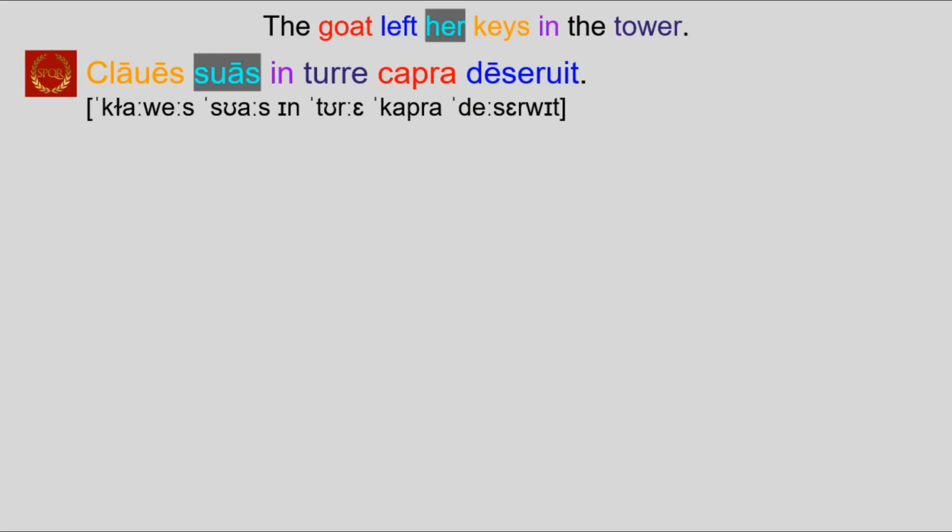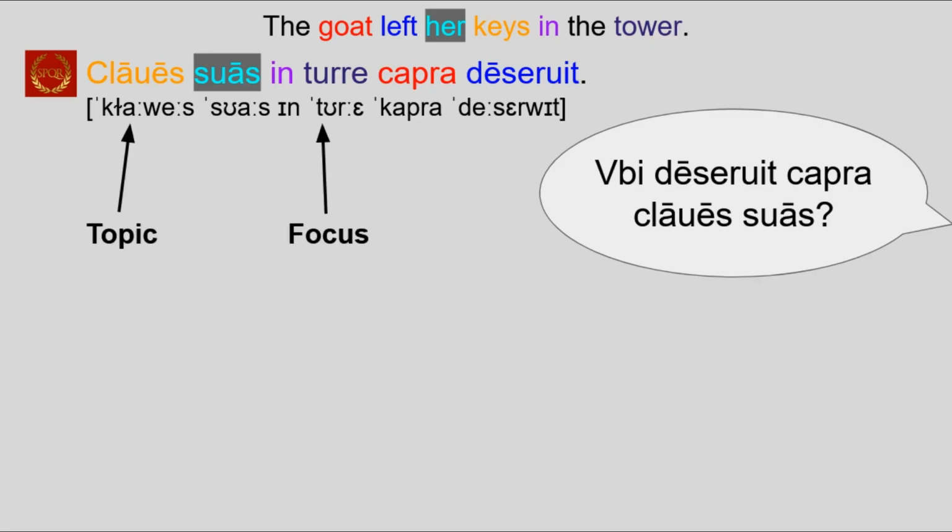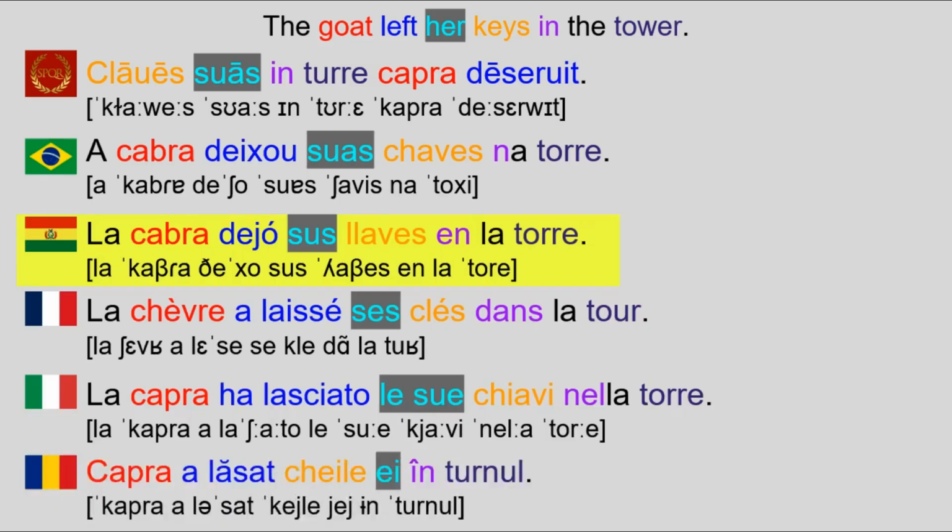This means the goat left her keys in the tower, and I organized it as OSV because I imagined it as a response to the question, where did the goat leave her keys, which would make the keys the topic and the tower the focus while the verb is neutral. But then all the Romance languages evolved to SVO, so in Spanish this sentence is la cabra dejó sus llaves en la torre, and in Romanian it's capra lăsat que le iei în turnul. All those extra small words and suffixes will get explained later, so don't worry about that yet.